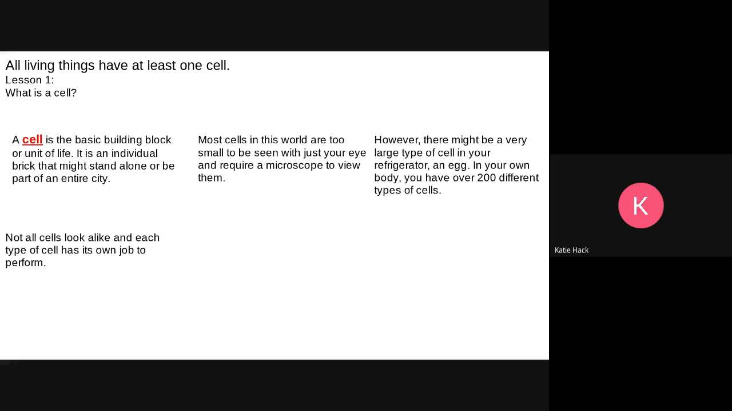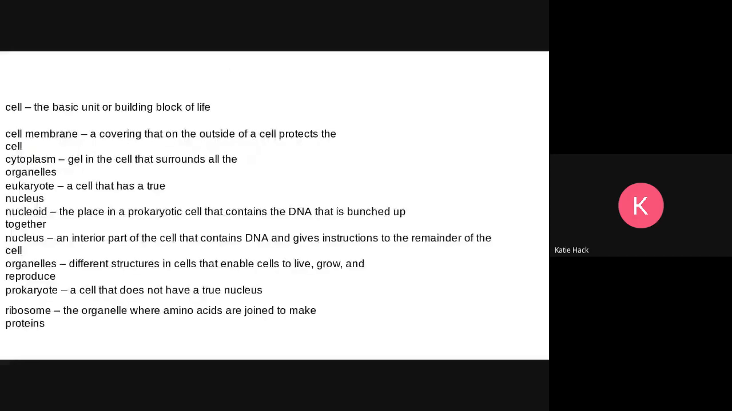Now, there are some very large cells that you could see with your eye. Have you ever seen an egg? There might be one in your refrigerator right now. That is considered a single cell. The part on the inside or the whole egg? The whole egg is one cell. Now, you have over 200 different types of cells in your body. Not all cells will look alike. Each type of cell has its own job to perform.